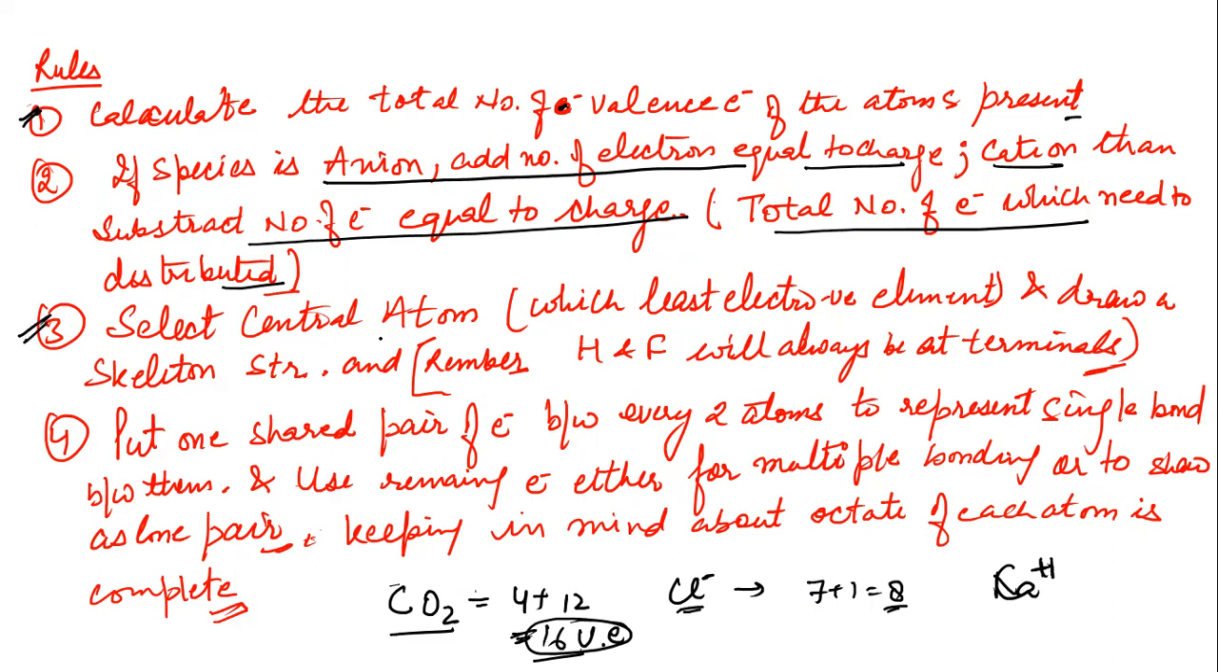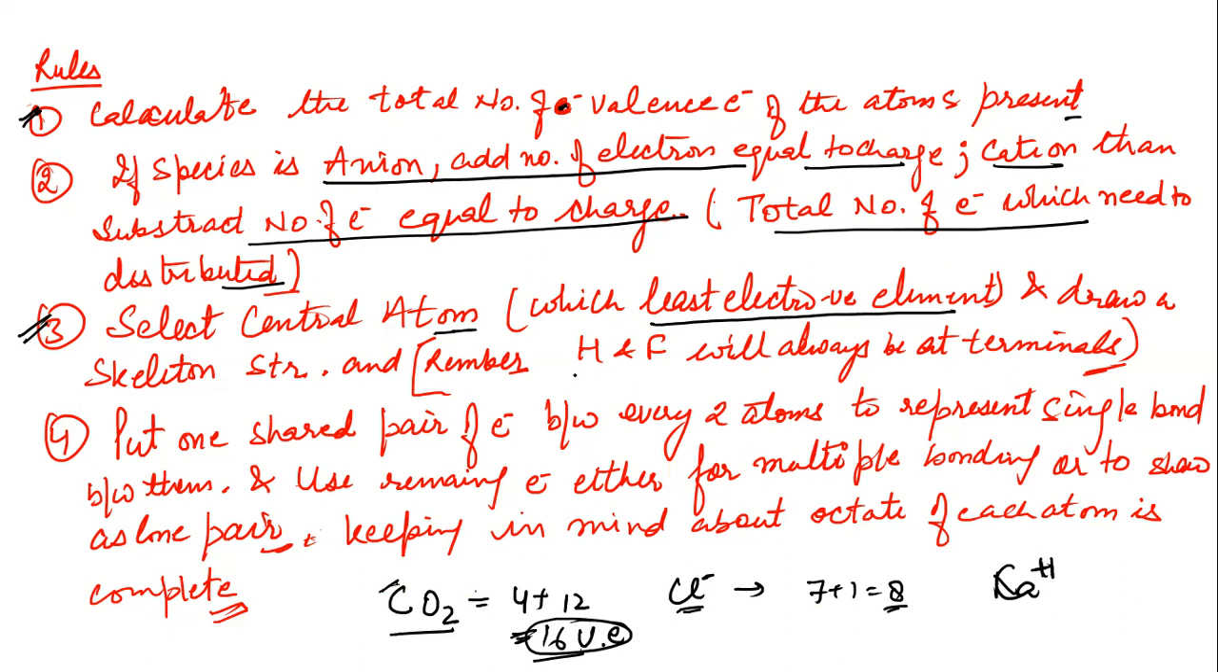Now, the third point is to select the central atom. For the central atom, first of all, remember that the atom which is present in the least number is supposed to be the central atom. And the second point, it is supposed to be the least electronegative element. Now, among carbon and oxygen, we all know that carbon is the least electronegative element. So carbon is known to be the central element. Clear?